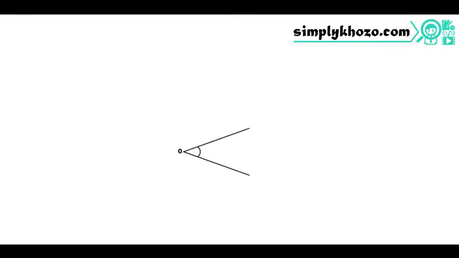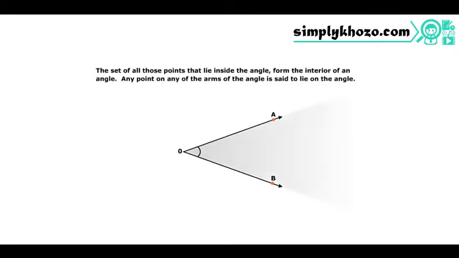An angle has a separate exterior and interior. The set of all those points that lie inside the angle form the interior of an angle. Any point on any of the arms of the angle is said to lie on the angle. The set of all the points that lie outside the angle form the exterior of the angle. The interior of the angle AOB together with the angle itself is called the angular region AOB.